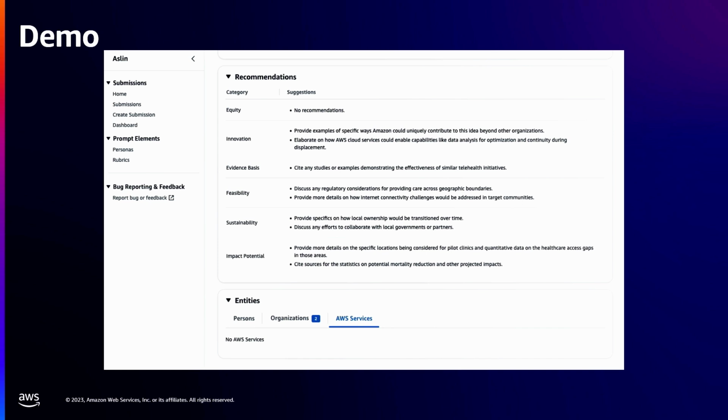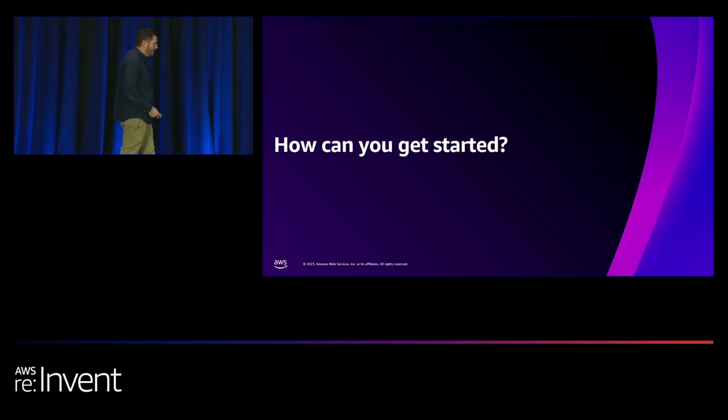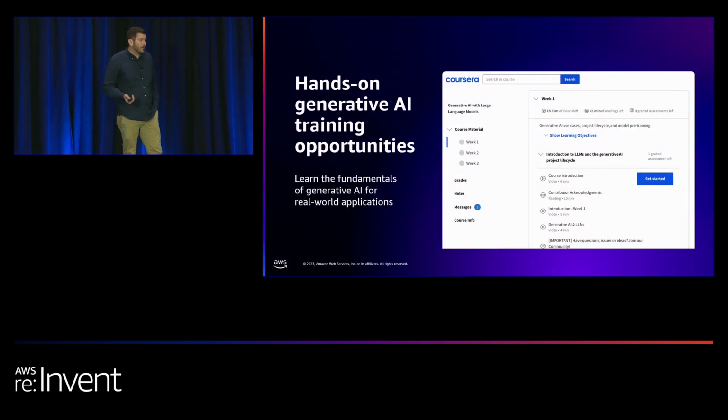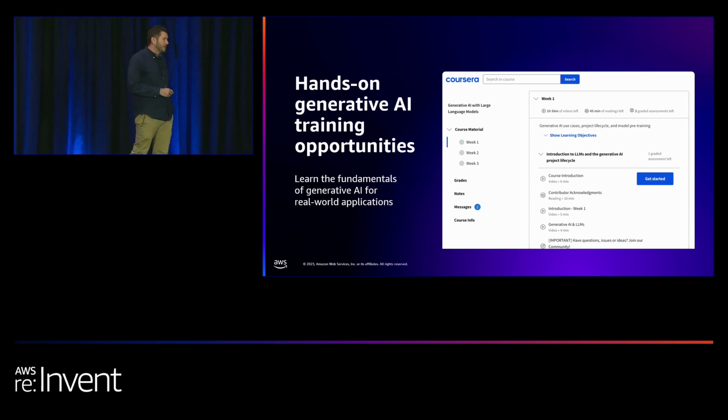Okay, so this is all great. We've talked a lot about generative AI. It's a great story if we have these models available, but how do you get started? Like, how do you actually put this into production? There's a couple of different ways, and I want to give you a few tips. First of all, there's a course that came out just a few months ago on generative AI.